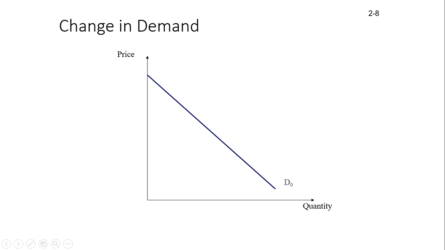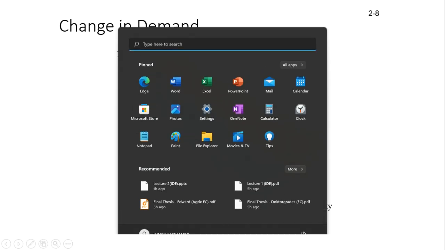But with a change in demand, we're talking about the total shift of the demand curve. The whole demand curve is shifting, either upwards or downwards. There are times when the demand curve is going to shift downwards. There are times when the demand curve is going to shift upwards.